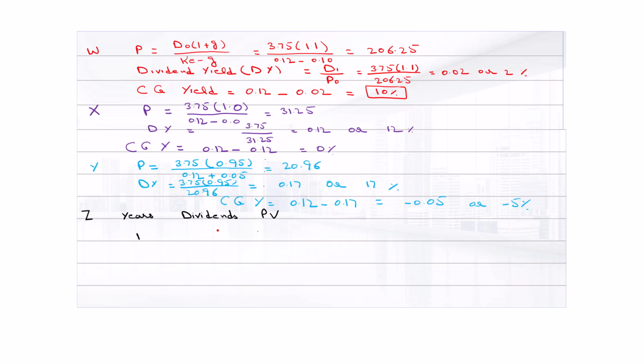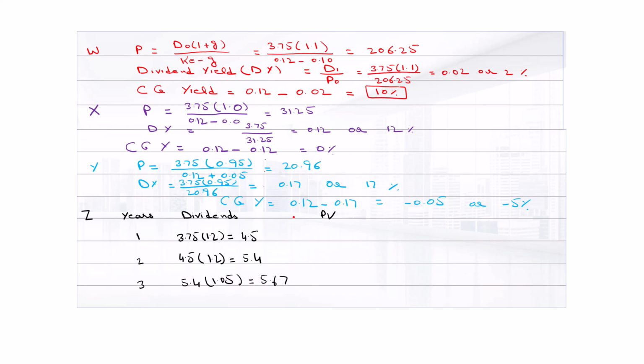For Z stock, we have multiple growth rates, so we have years, dividends and their present value. Year 1, the growth rate is 20%, so dividend is 3.75 into 1.2, that is equal to 4.5, and in the second year 4.5 will be the current dividend and 1.2, that is the growth rate, and the dividend will be 5.4. In the third year 5.4 will be the current dividend and 5% constant growth, that is 5.67.